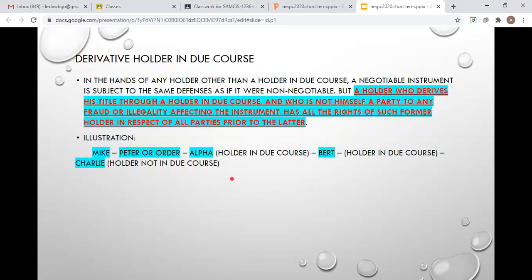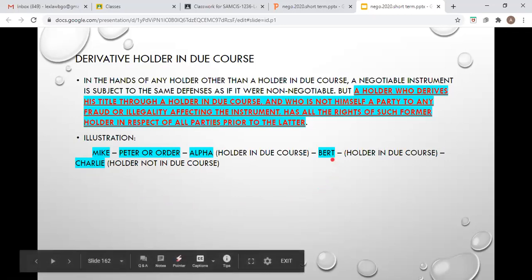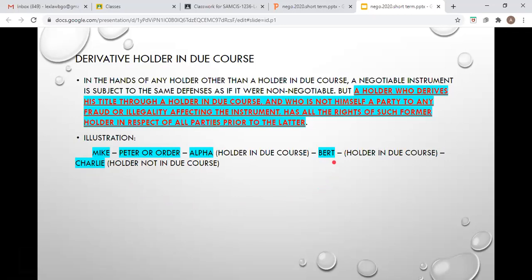Now, how about if Charlie here, who is a holder not in due course, did not participate in causing any defect in the instrument? Okay? He is not a party to any fraud or illegality in that instrument. Then in that particular case, Charlie's right will be the same as the right of Bert, holder in due course. So whatever is the right of Bert in that instrument will now be transferred in favor of Charlie. So if Bert will have 5 rights, it follows that Charlie will also have 5 rights.